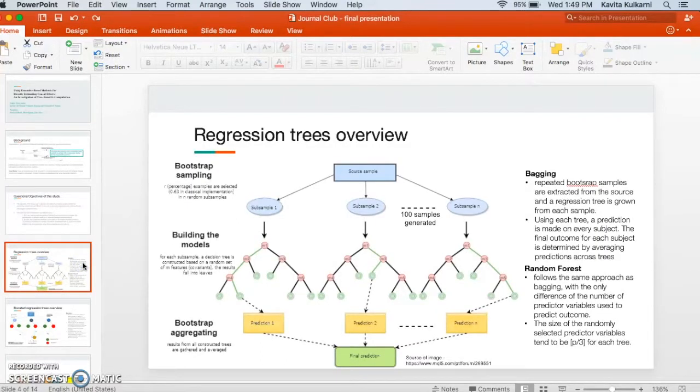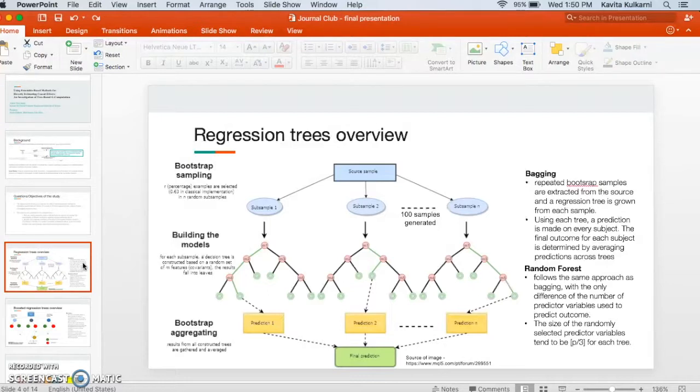Before we jump into the analysis, a little bit of review of what regression trees are and how they work. So when it comes to bagging, essentially the technique uses repeated bootstrapped samples, which are extracted from the source randomly, and a regression tree is grown for each sample. And in this particular paper, there were 100 samples generated by growing trees for each of those 100 samples. And finally, the final outcome is essentially an average across predictions within each tree.